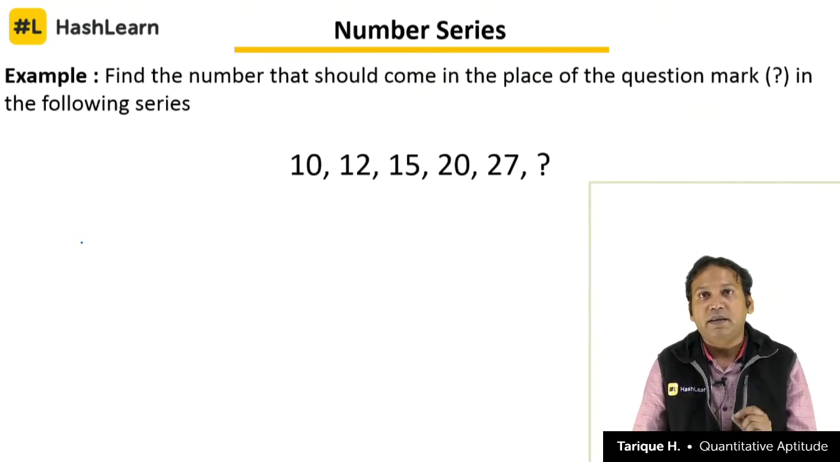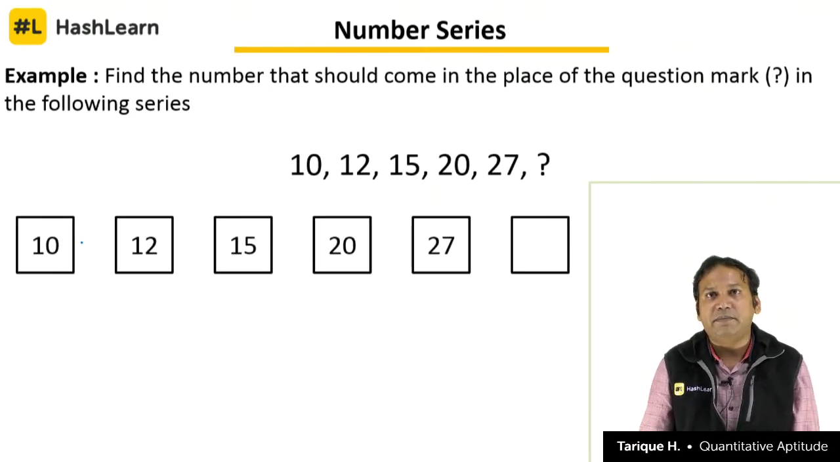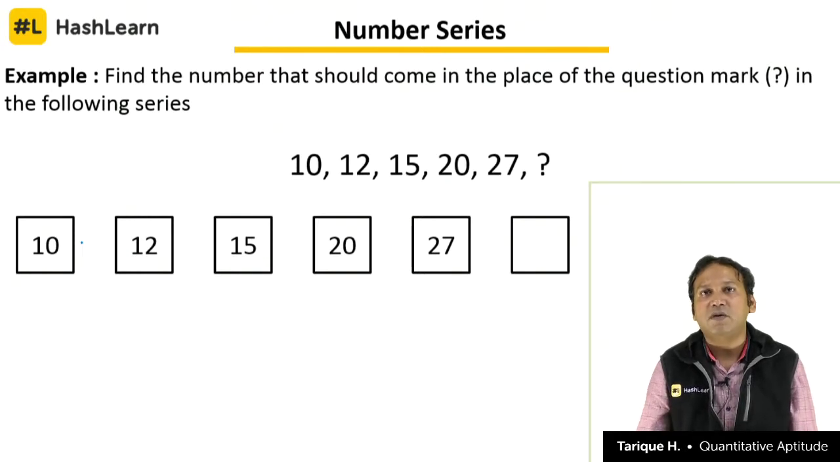What will be the number in the question mark? Let's see here. First let's write down the numbers: 10, 12, 15, 20 and 27. In most questions, say almost 50% of number series questions, our first instinct and the first way we approach a question is to look at the difference of the numbers.